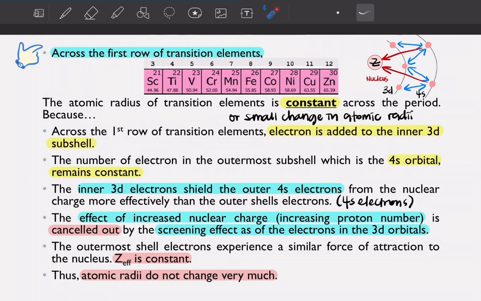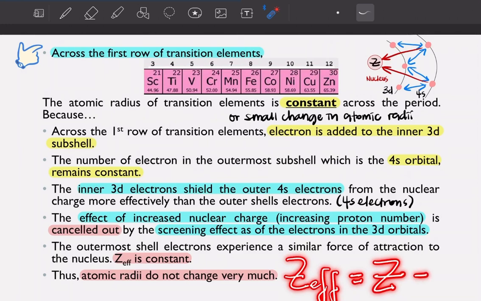Alright, so even though your nuclear charge makin lama makin tinggi, it is actually cancelled out by the screening effect of your 3d electrons in the 3d orbitals tadi. Okay, so bila dia cancel out kan, awak punya Z effective, bila kita tahu yang Z, awak punya proton makin increase, and awak punya shielding effect pun makin increase, tapi dua-dua ni besar value dia.